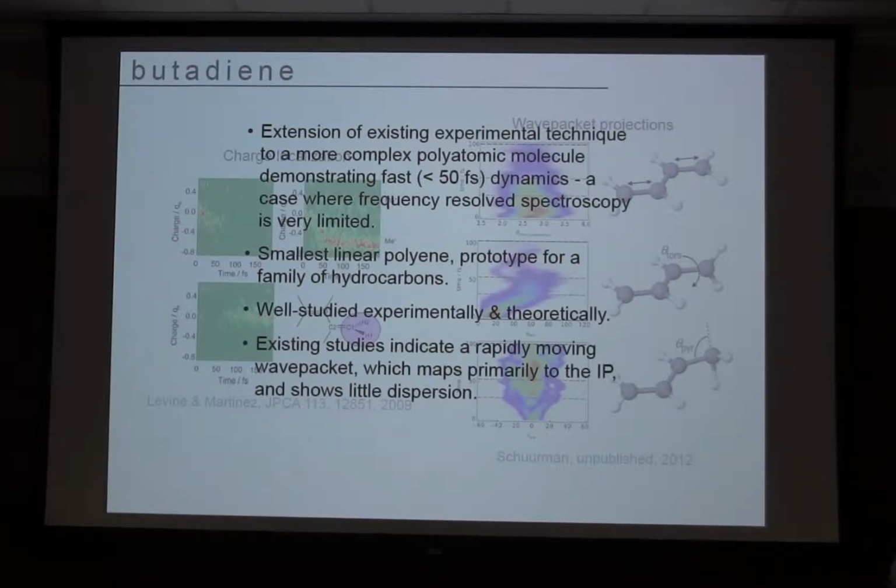So this is of course the reason you get into making time resolved measurements. These are the kind of questions you want to ask. And butadiene's a nice molecule to start with, because it's a prototype for a whole family of hydrocarbons, and it's also already well studied, so there's lots of existing experimental and theoretical work that we can fall back on.